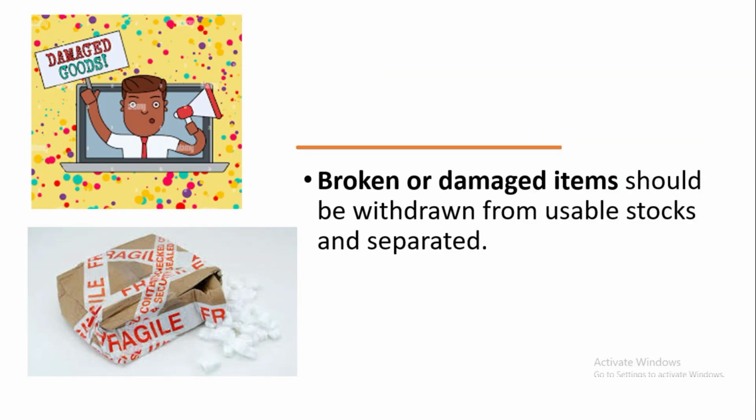Broken or damaged items should be withdrawn from the usable stocks and separated. So whenever we receive the material, it should be checked that it is not broken. If broken, it should be separated from the storage area. It should not be allowed to stay in our area, because broken products may leak the materials from the box to the outside, or microbes can be transferred from outside to inside to those products. So in any case, it should not be kept with us. It should be handled in a different way.